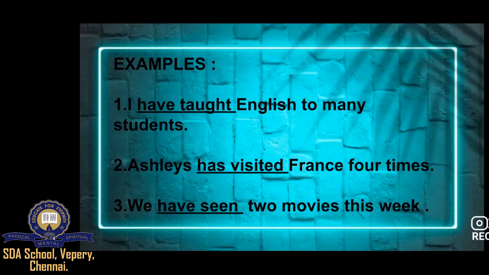Sentence number 1 is about my experience in my teaching career. Of course, I am still a teacher, so my career is not finished. It's continuing. And we can say I have taught English to many students in my career, but that's not necessary. It's understood. Similarly, Ashley has visited France 4 times in her life. So the time period here is Ashley's life, which is still continuing. So in the first sentence, subject I plus have with a verb past participle or V3 form. So taught is used here.